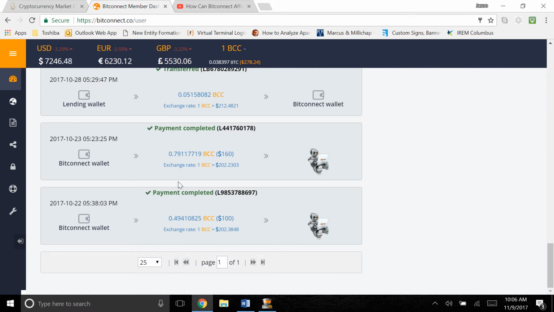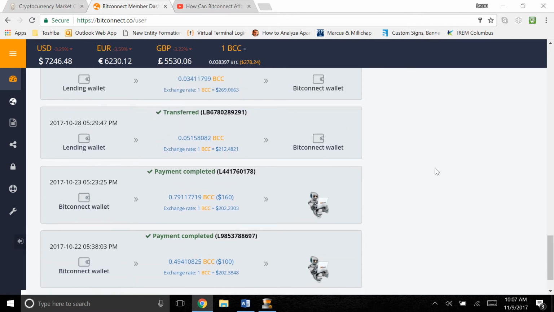Okay, so this was on 10/22. So this is October 22nd. To get started, I transferred $100, which was 0.49 BCC, which is BitConnect coin, and at the time it was worth $202 per coin. I mean, right now it's $278. You see, so the value's going up. So I transferred 100, and then the next day I transferred 160. So my willingness when I began was $260 to try it out.